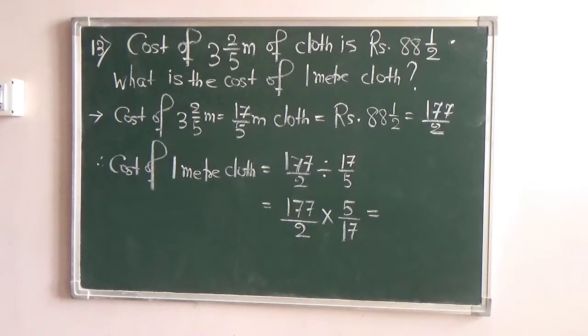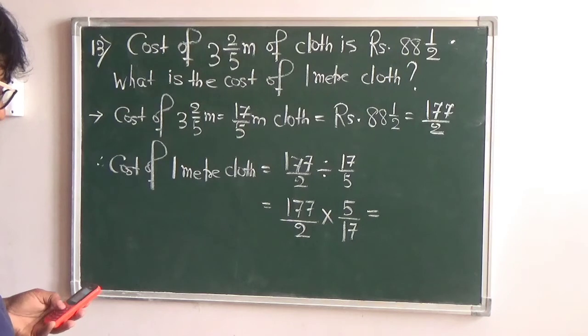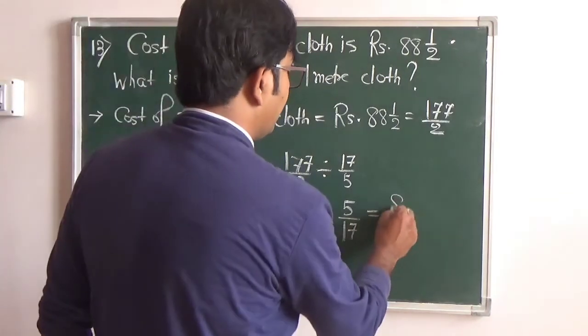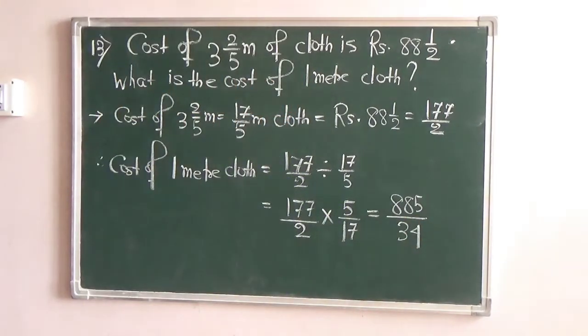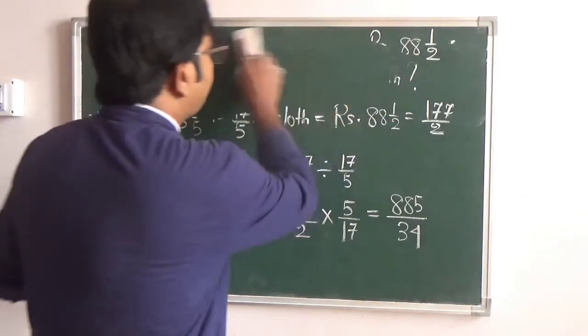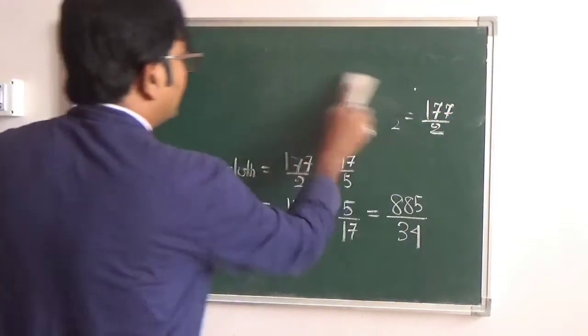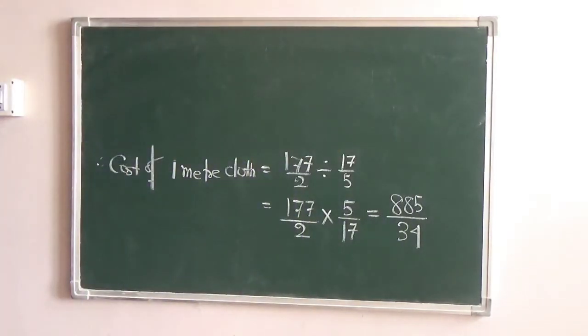177. What is the value? Sir, 885/34. So it is 885/34. So the final result is 885/34. Can we write it as a mixed fraction? That you can write in mixed fraction, no problem. Now move to the next question.